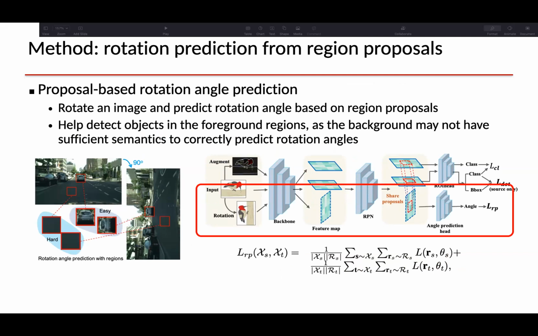So actually, this task helps the detector to focus on the foreground regions, because as we can see here, the background, like the road, has less semantic information to help us predict the rotation angle correctly. Only based on the foreground region, this car, can we predict the rotation angle. Otherwise, if the bounding box is located in the background, we cannot do that correctly.